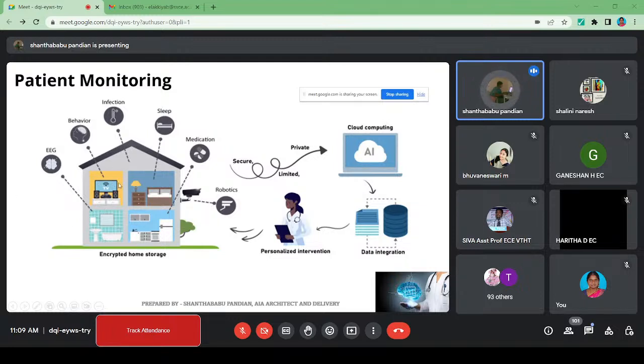So here we have the complete behavior of the patient, the ECG and infection rate, and how much completely monitoring the sleep timing for the person, and then the medication, what tablets and drugs they are handling, all the information, right? And so we can understand the outside temperature and outside environment of the specific home system.